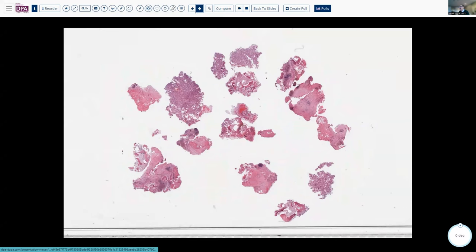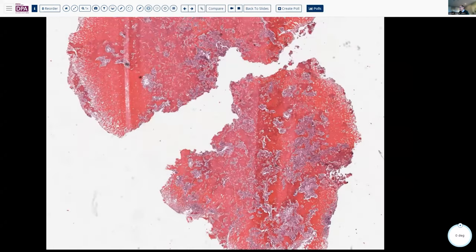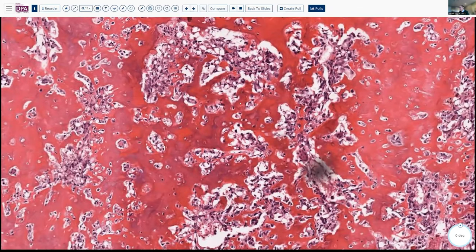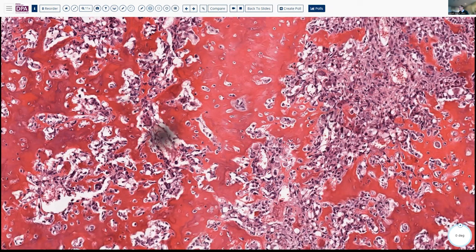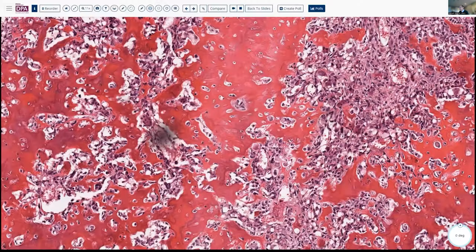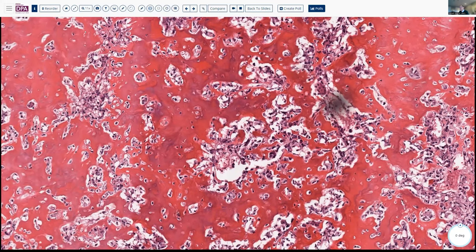We're getting close to the top of the hour. This is another example of osteoid osteoma, where you see more of this bony pattern, but it's still showing fairly uniform material. This was classified as an osteoid osteoma, and it was from the cervical spine. So locations can really be anywhere in the bone: the spine, pelvis, shoulder girdle, long bones on occasion. I don't think I've ever seen it in the hands, but it's certainly possible as well.